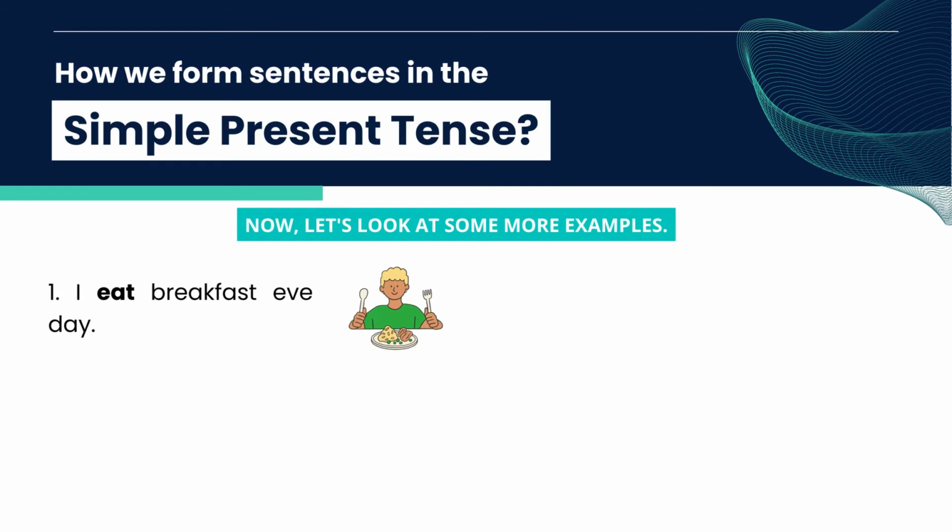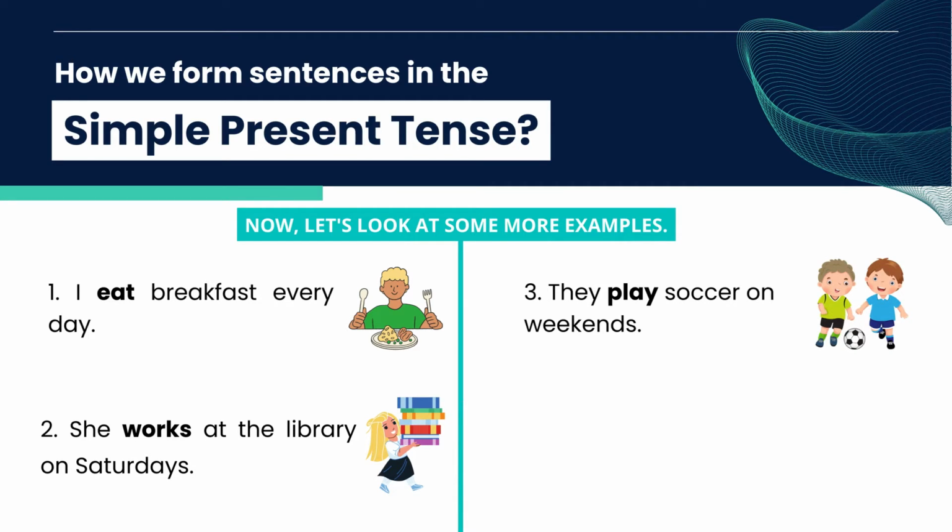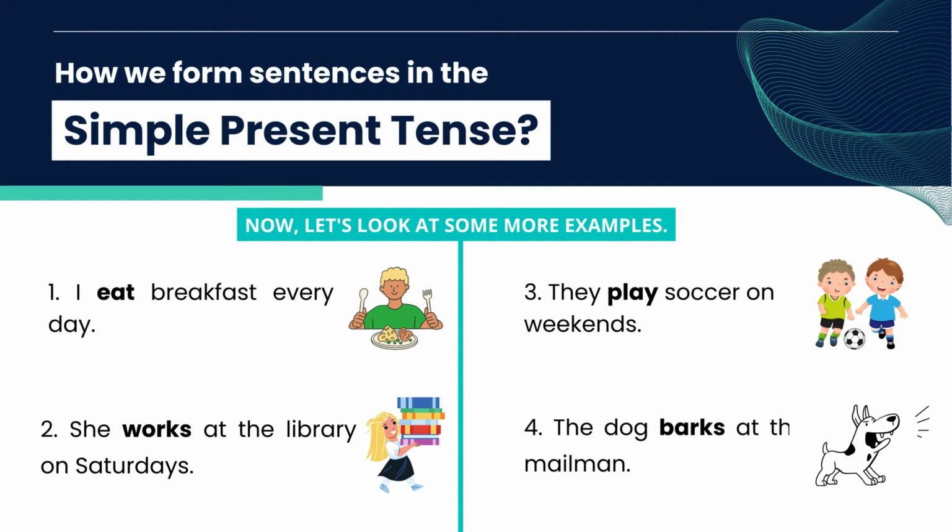I eat breakfast every day. She works at the library on Saturdays. They play soccer on weekends. The dog barks at the mailman. As you can see, the structure of each sentence is the same, and we only add an s to the verb when using a third-person singular subject.